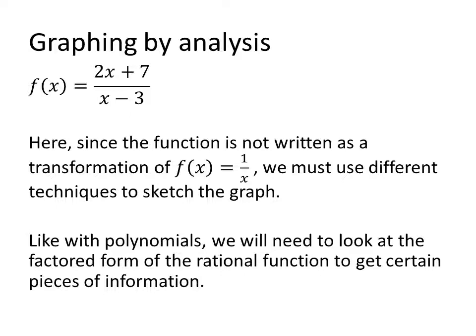Now we want to look at graphing rational functions that can't be done through transformations. In this case, we have this rational function, 2x plus 7 over x minus 3. Just like when we studied polynomials, what we're going to do is analyze this function by looking at different aspects of it. We're going to follow a several-step process, and each step will tell us something about the function.